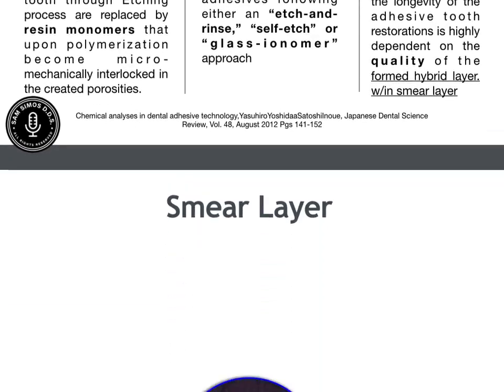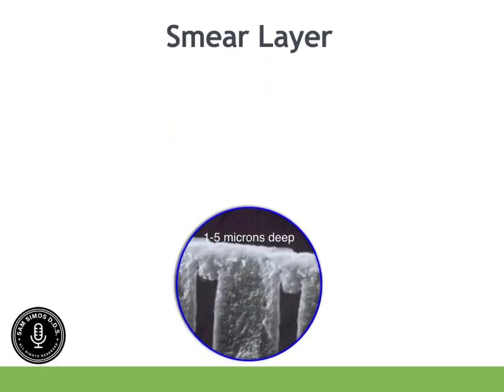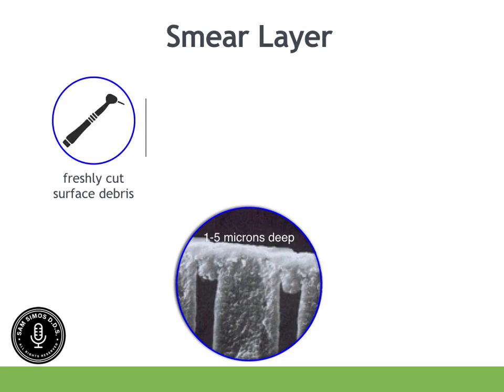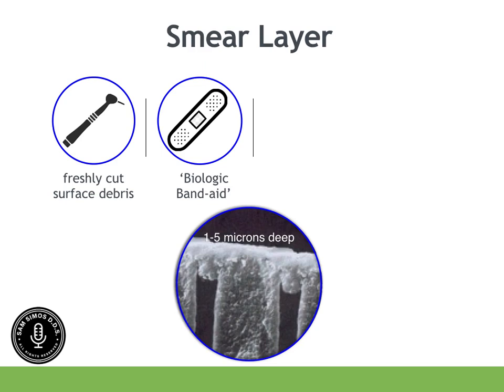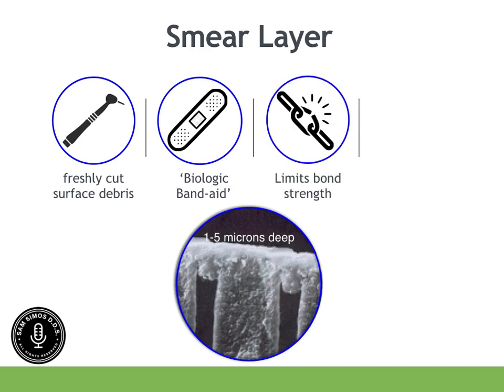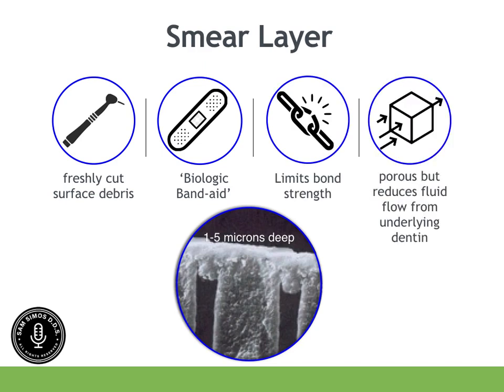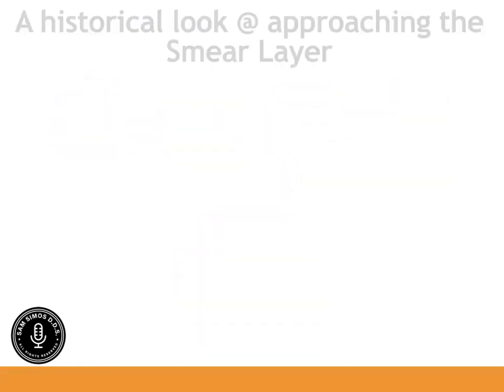Okay, so let's talk about the smear layer. The smear layer is sometimes referred to as freshly cut surface debris. Sometimes it's referred to as a biologic Band-Aid. It limits the bond strength, but it's porous and it reduces fluid flow from the underlying dentin. So the smear layer has been treated differently historically.